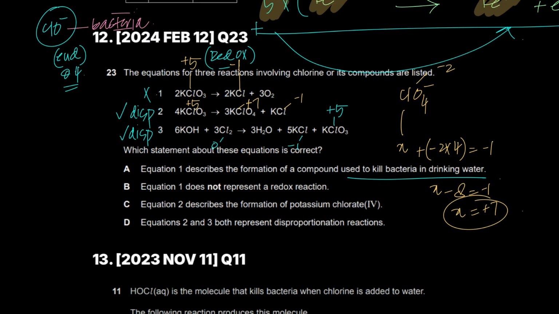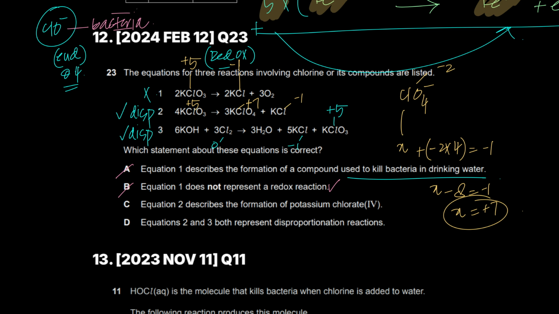Equation 1 does not represent a redox reaction. It is a redox reaction. It's not just a disproportionation reaction. And so A is also wrong, B is also wrong because it's the ClO minus. The formation of a compound which kills bacteria. KCl does not kill bacteria. It's the ClO minus ion. So it should be like KClO to kill bacteria.